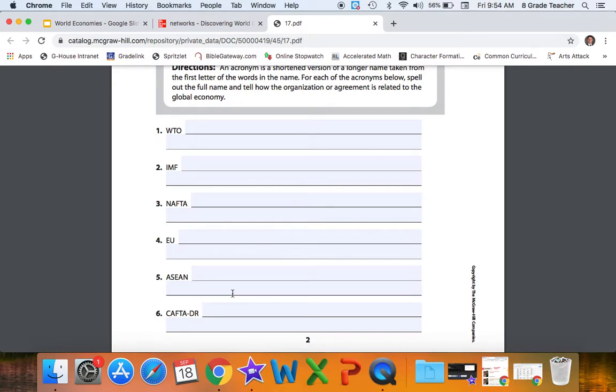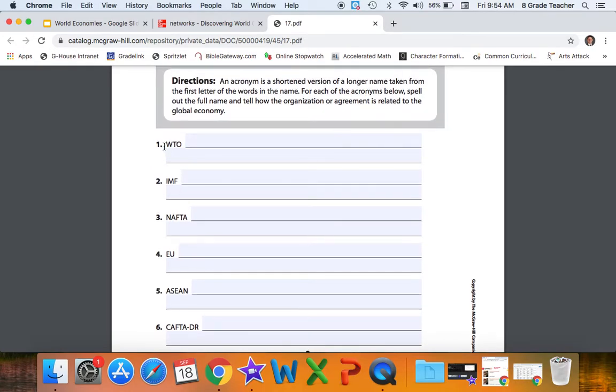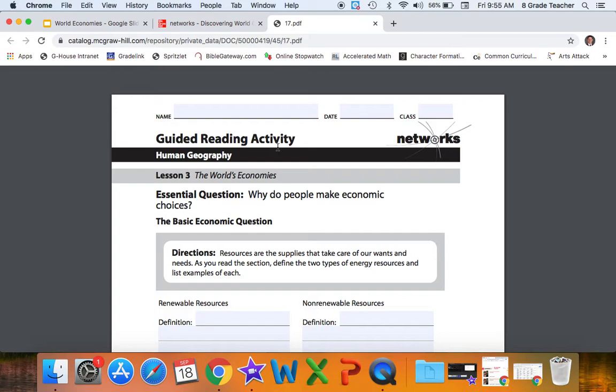So as you're reading in this section, you're going to come to the words itself, and then they're going to use the acronym later on so they don't have to spell those words out in full. When you find one of those acronyms, then write the definition or the description on what that organization is doing and how it's related to the global economy. Okay? You've got those 3 activities to do as you're doing your reading.